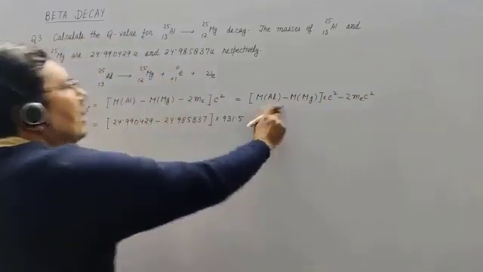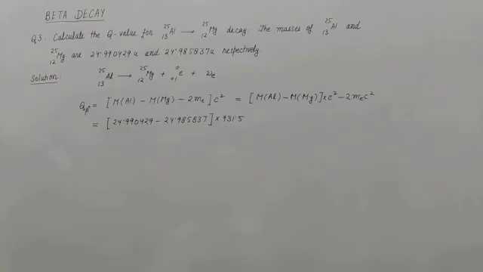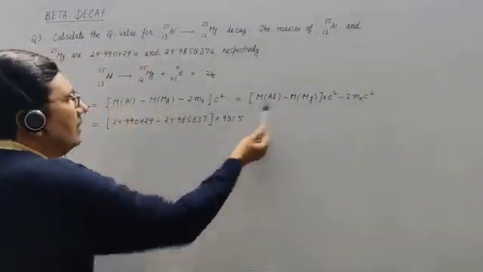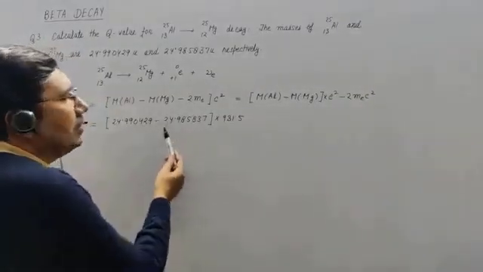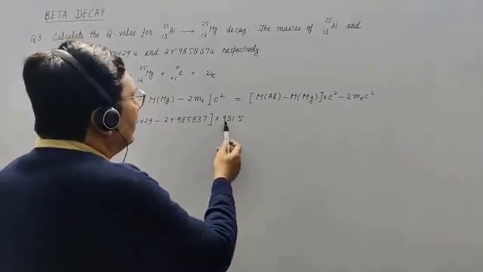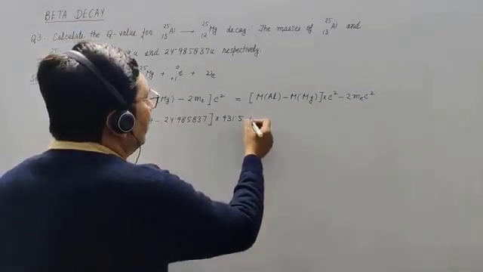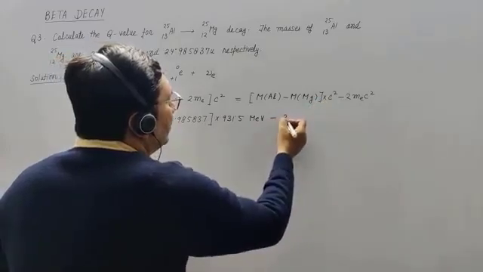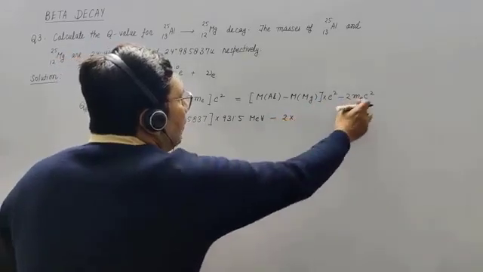Here, if these masses are given in kilogram, then we will use this formula. We will multiply this by C square. But here these values are given in AMU. We can directly convert this into energy just by multiplying by 931.5 MeV. So this will be this one minus 2 times this m_e c square.